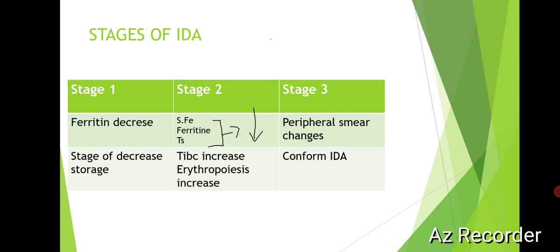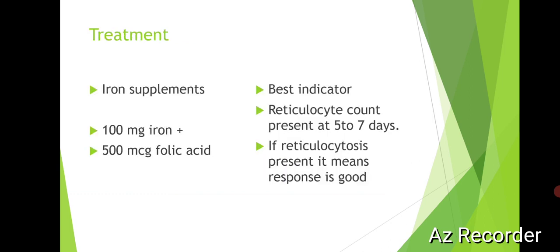Now we can see the stages of iron deficiency anemia: stage 1, 2 and 3. Stage 1 is decreased ferritin, the stage of decreased storage. In this stage, the iron store is decreased and it can be empty in stage 2. So serum iron, ferritin and transferrin saturation decrease, and total iron binding capacity and erythropoiesis increase. In stage 3, peripheral smear changes become prominent, and that confirms the iron deficiency anemia diagnosis. In treatment of iron deficiency anemia, iron supplements can be given.